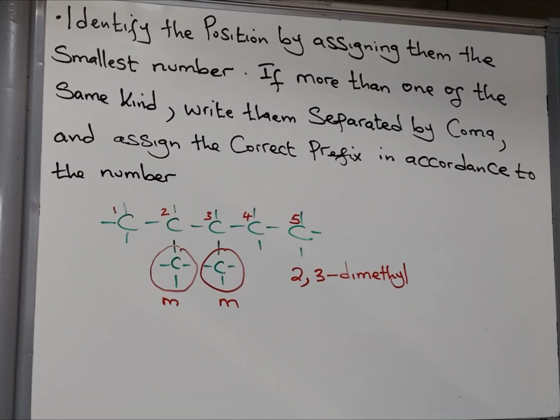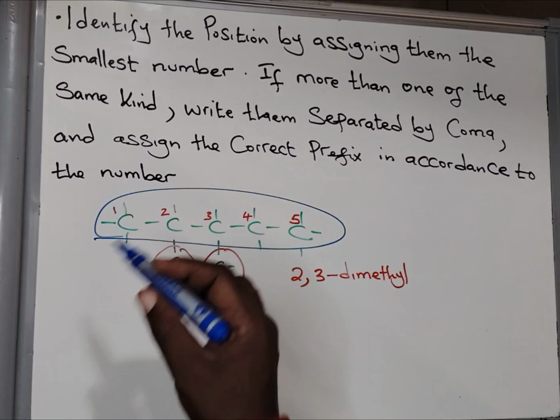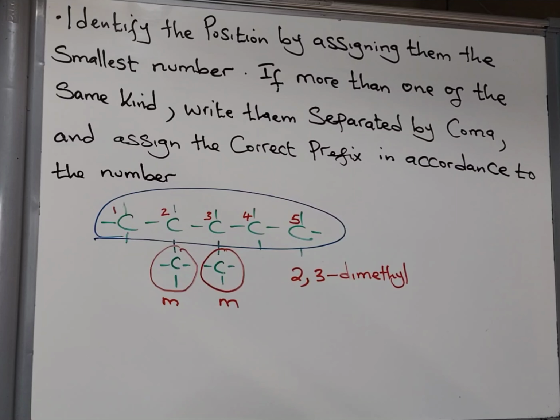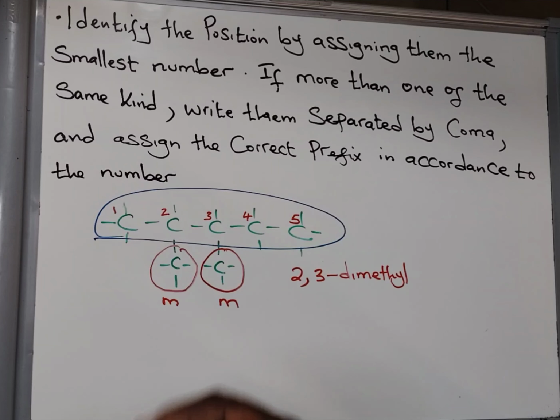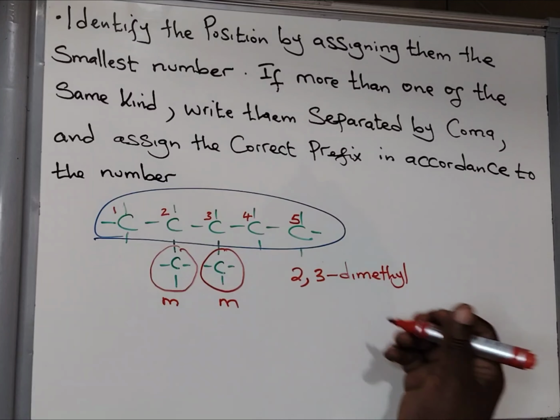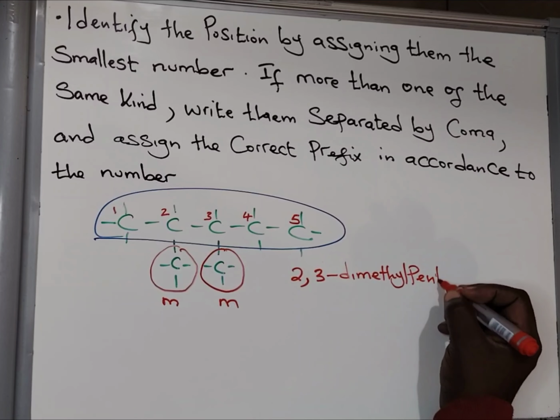If you want the whole compound, then you have to remember that this is our longest chain, and our longest chain consists of 5 carbon atoms, and 5 carbon atoms is a pentane, so it's going to be dimethyl pentane.